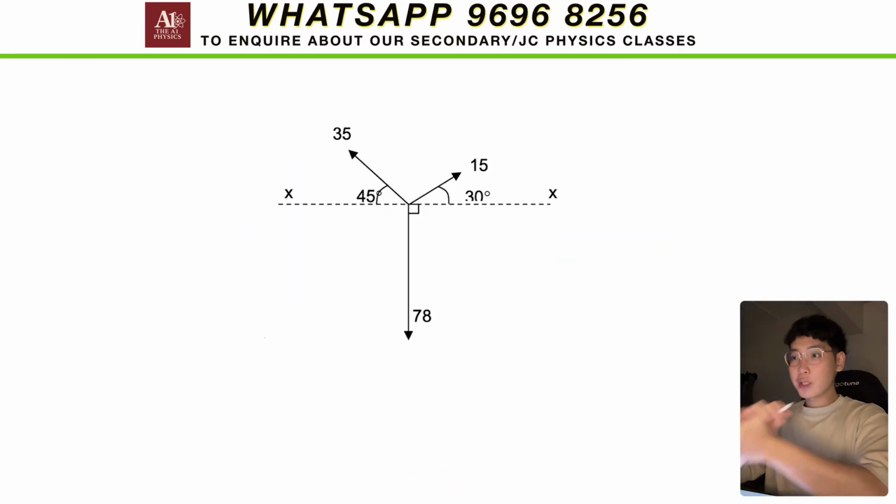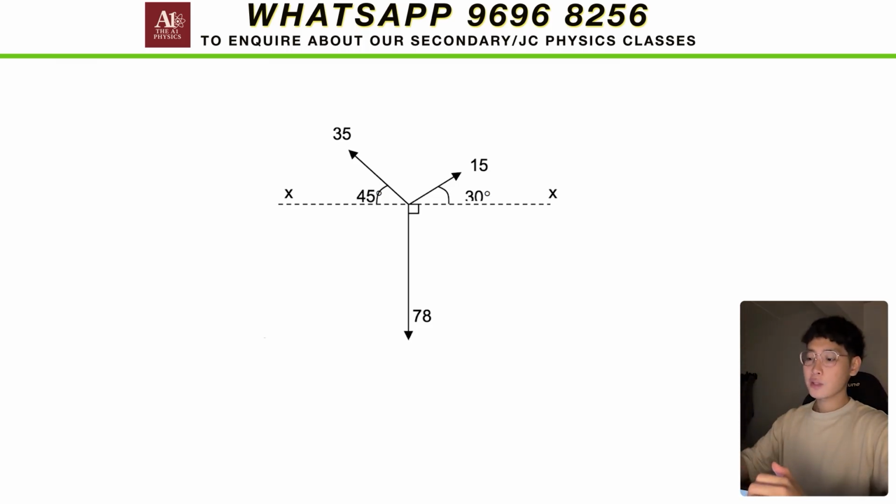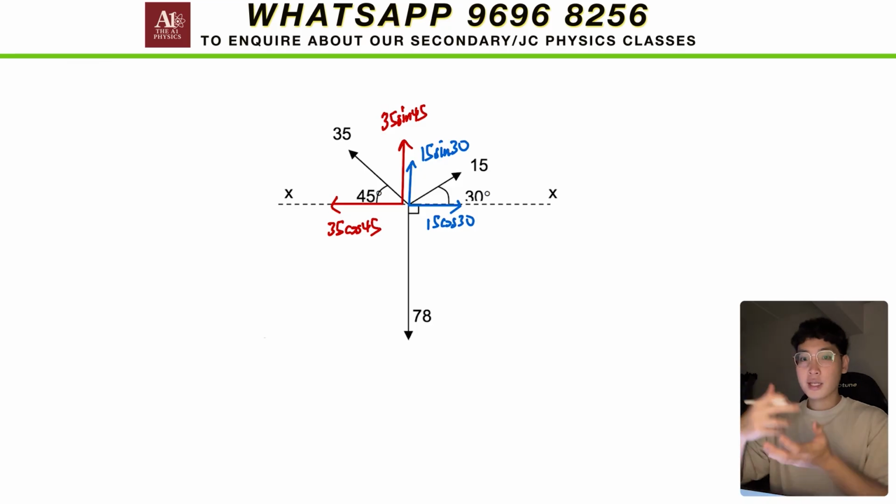Let's say we want to find the resultant of these three forces, and we also want to find the angle of the resultant force. So first, let's resolve the forces into the components. Over here, this one can be resolved into 35 cos 45 horizontally, and vertically it will be 35 sine 45. As for this one, it will be 15 cos 30 horizontally, and vertically it will be 15 sine 30. This one doesn't have a horizontal component, it just has a vertical component.